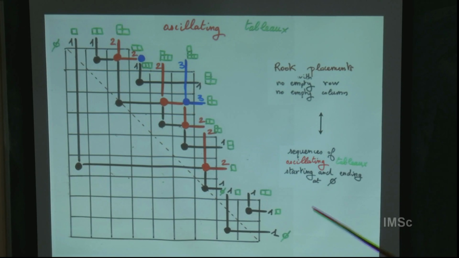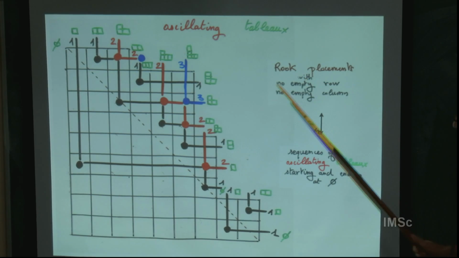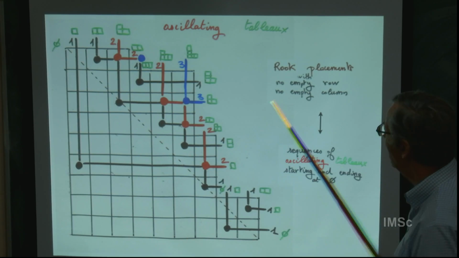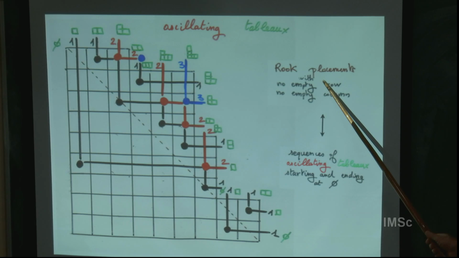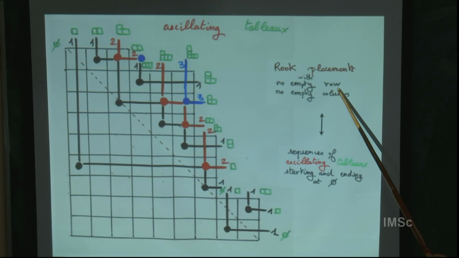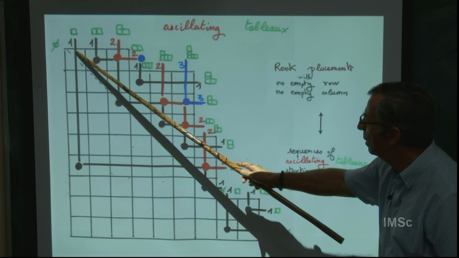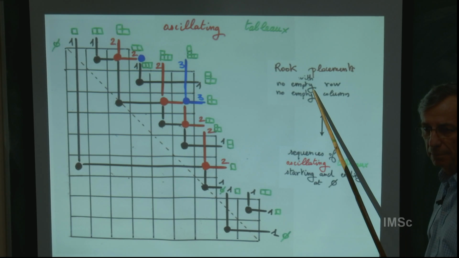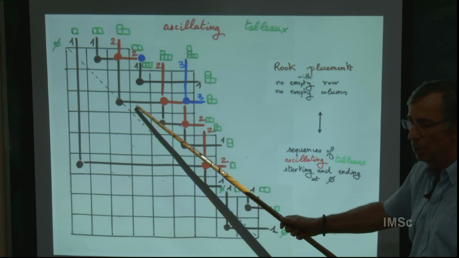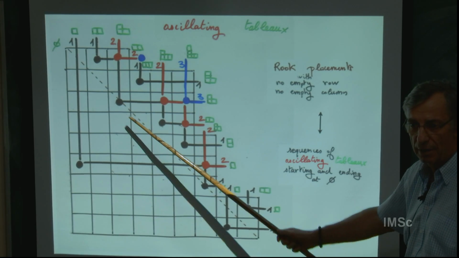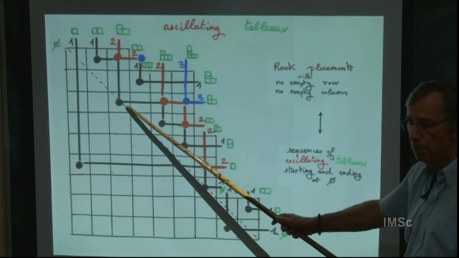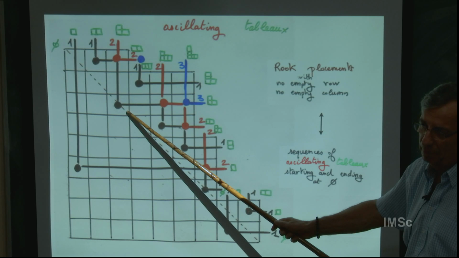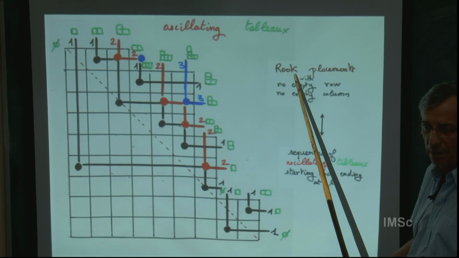So what is this picture? First, I don't start from an involution with no fixed point. I don't start from an oscillating tableau. The basis of this bijection is rook placement. So you have a Ferrers diagram here, any Ferrers diagram, and a rook placement means you put at some points a black point, a rook, like in a chessboard, and there is at most one black point in each row and each column. So this is the rook placement.